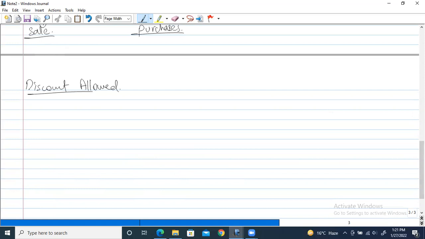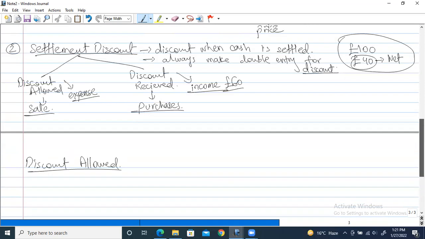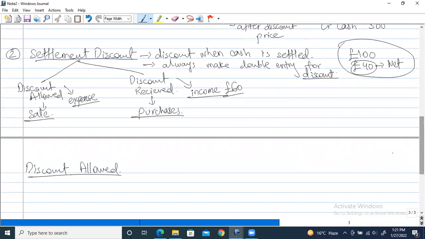First, let's discuss the discount allowed double entry. Now, I told you that the discount is given when the payment is settled, not when the goods are delivered, right? Yesterday, I explained to you that there are two stages if the transaction is happening on credit. First, the goods are delivered. For example, we create the entry debit receivable, credit sales. And then after 15 to 20 days, we have to pay. So on that payment stage, we will do that settlement discount entry.